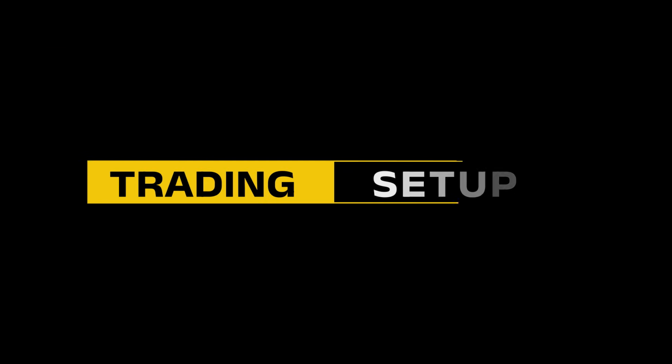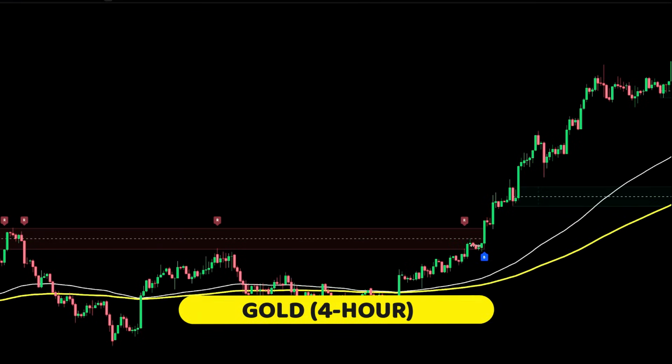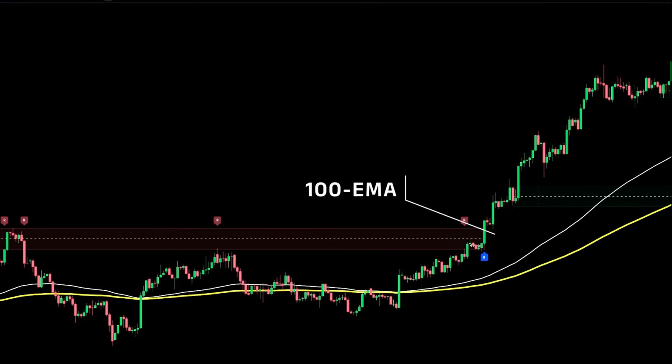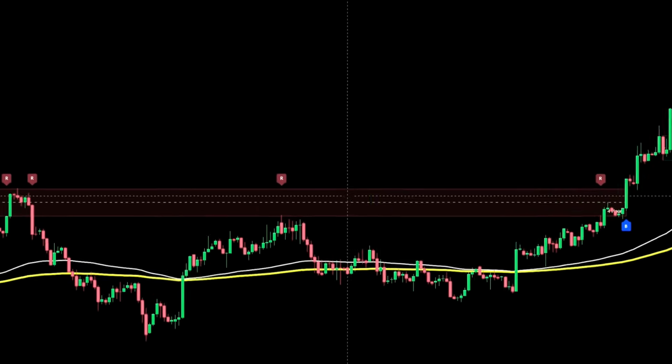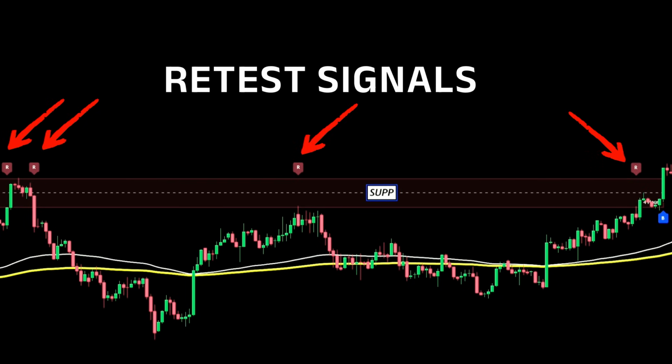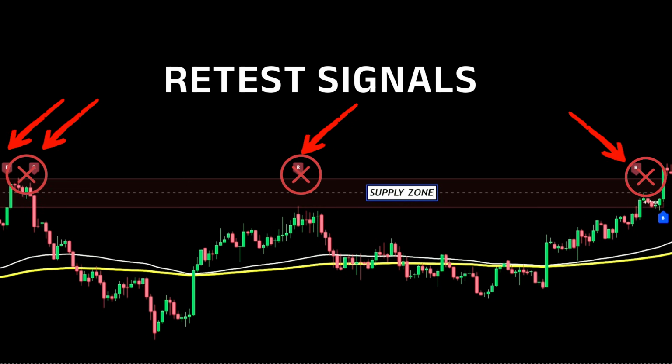Now let's combine everything and see how to trade this in real time. Look at this chart. The trend is clearly up. Price is above both EMAs, and the 100 EMA is above the 200 EMA. The Flux Charts indicator has marked a supply zone, but the retest signals from that zone appear above the price. Since the trend is up, those retest signals would be trades against the market direction, so we skip them.